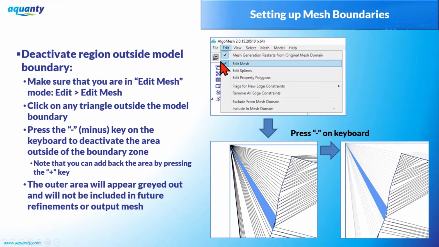To do this, first make sure that you're in the edit mesh mode. So at the top, you would click on edit and make sure that edit mesh is what is checked. At that point, you can simply click on any of these triangles that fall outside of the model boundary. Once you've clicked on one, it should turn blue. And then you can press the minus key on your keyboard, and that whole area will turn this grayed out look. That's letting you know that this area is now deactivated and not part of your mesh. If you happen to make a mistake and choose the wrong area, you can add this back in by pressing the plus key on your keyboard.